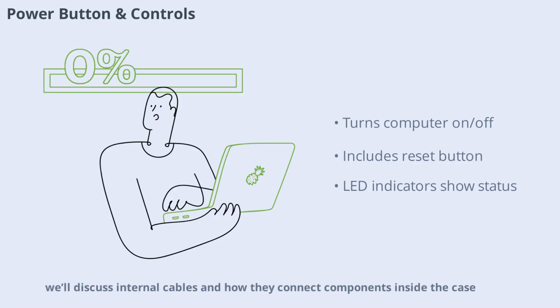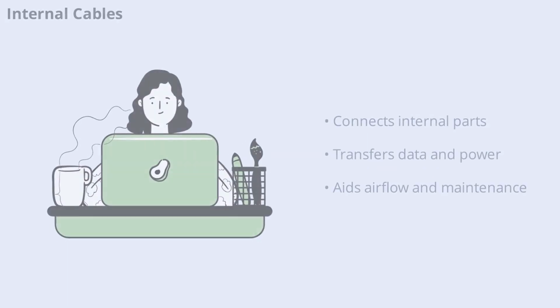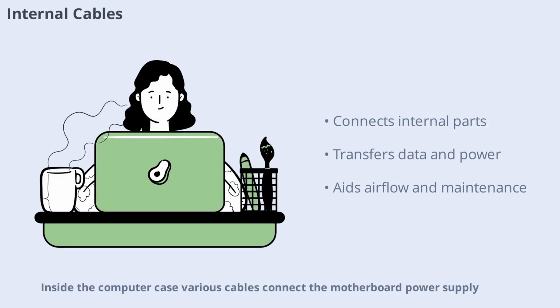In the next scene, we'll discuss internal cables and how they connect components inside the case. Inside the computer case, various cables connect the motherboard, power supply, storage devices, and other components. These cables transfer data and power, ensuring everything works together. Proper cable management helps with airflow and makes maintenance easier.